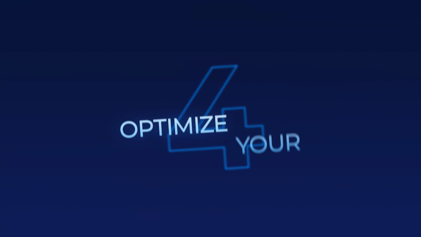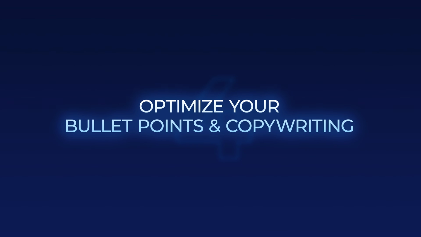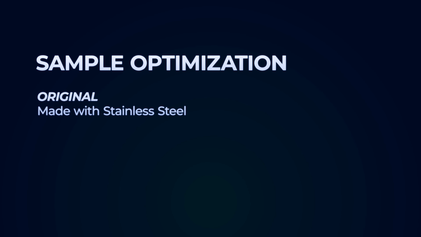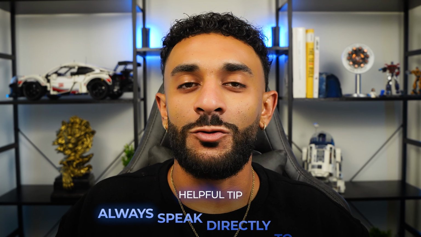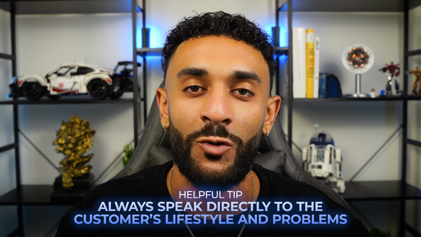Step 4, optimize your bullet points and copywriting. Bullet points shouldn't just list features of your product. They should highlight the benefits too. Instead of saying made with stainless steel, you'd say something like durable stainless steel design that keeps your drink hot for 12 hours and cold for 24 hours. Speak directly to the customer's lifestyle and problems.